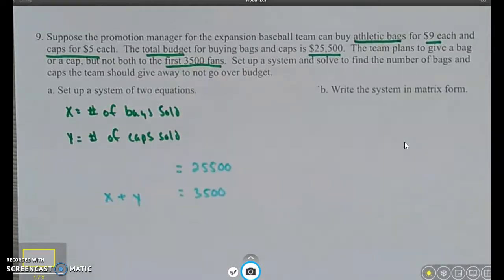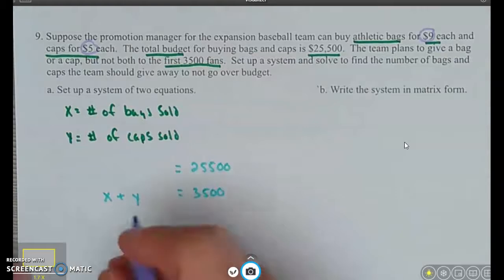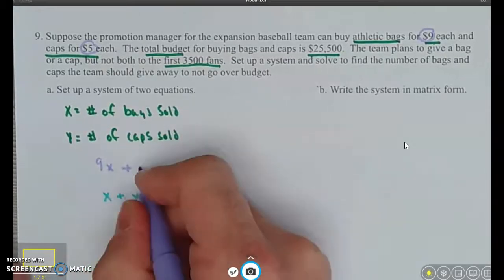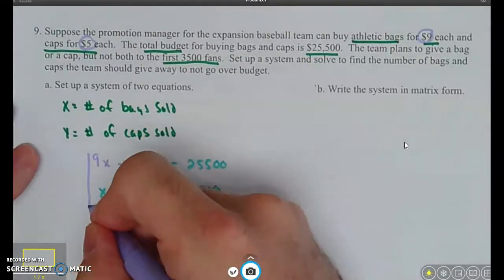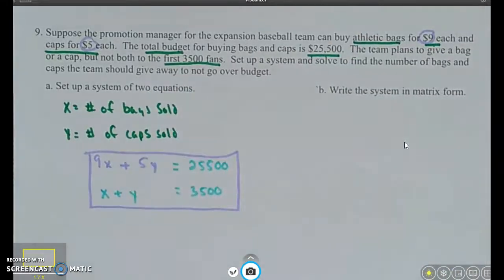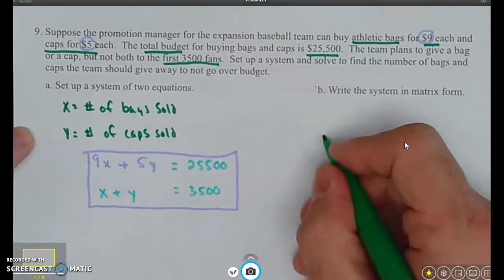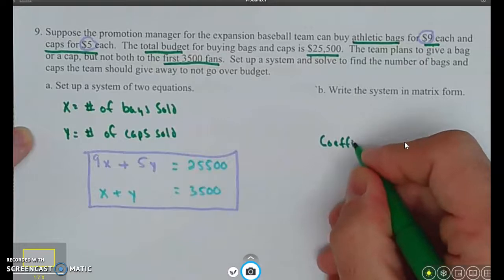So for that other situation, I'm going to be using $9 and $5. Well, I know it's $9 for a bag, and I know it's $5 for a cap. So here's your system, and we've done plenty of these, and you guys know how to solve this by elimination. I can actually use a system of equations to help solve this, or use a system in matrix form to solve this. So when I look at this, I'm creating three basic matrices here.